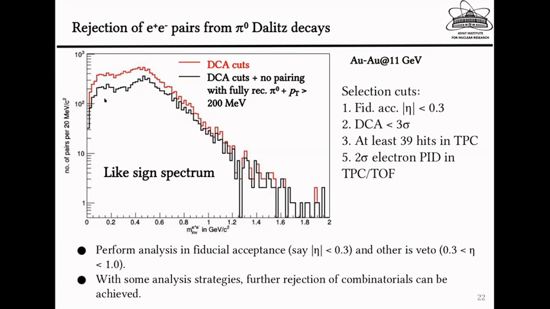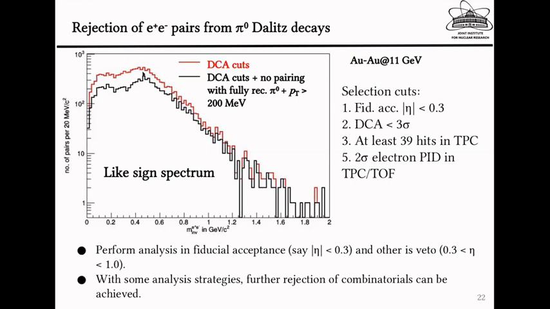And in black, it's applying the DCA selection plus the additional selection I explained in the previous slide: firstly, you try to tag the fully reconstructed tracks from the pi zero Dalitz decays and recognize them as coming from a pi zero, and then do not use them for further pairing. This is done by constructing a fiducial acceptance of, for example, eta 0.3, and then a veto in 0.3 to 1. You can see that within this low mass region, we can get an improvement of a factor of almost 2.